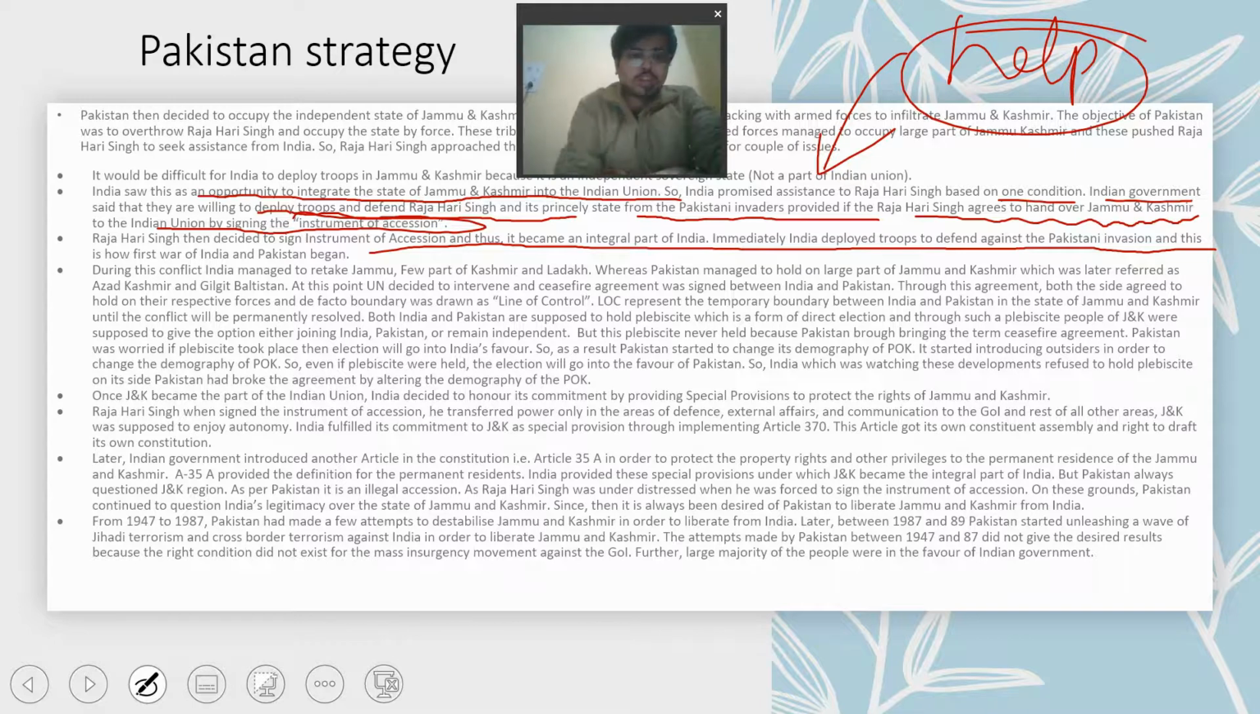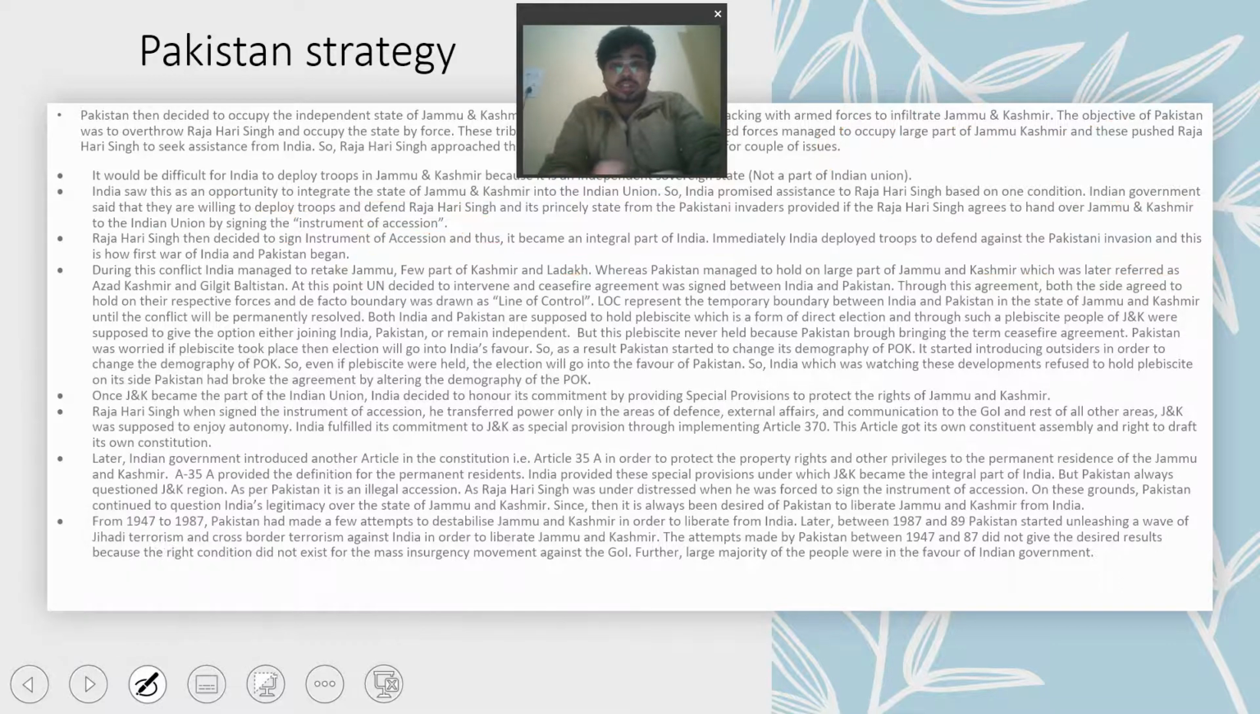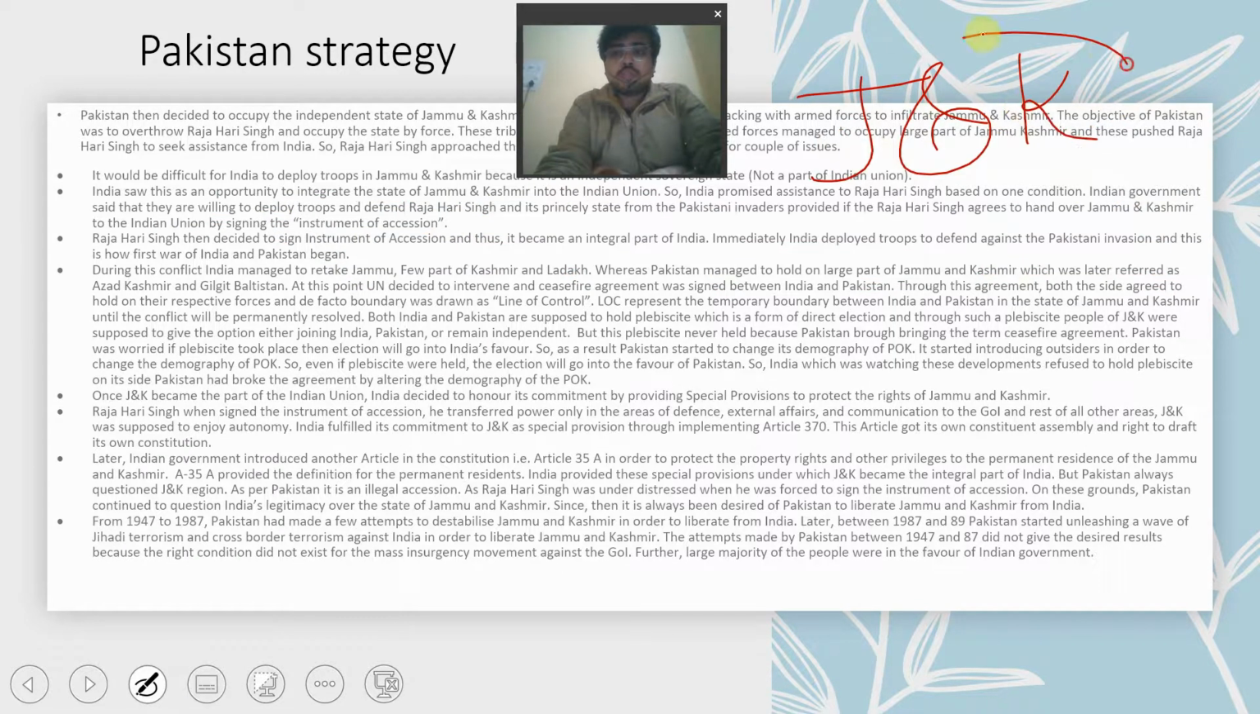During this conflict, India managed to retake Jammu and a few parts of Kashmir and Ladakh, whereas Pakistan managed to hold on to a large part of Jammu and Kashmir, which was later referred to as Azad Kashmir and Gilgit Baltistan. So at this point, as so many tussles were going on over the Jammu and Kashmir region, the UN decided to intervene and forced a ceasefire agreement.